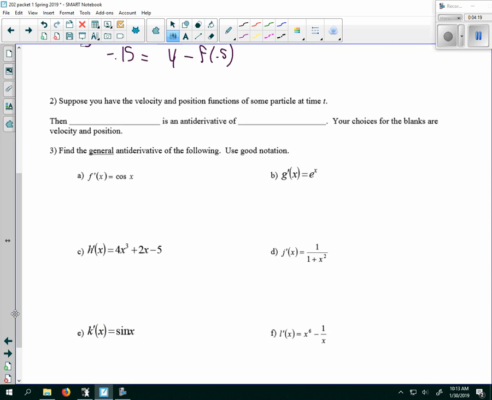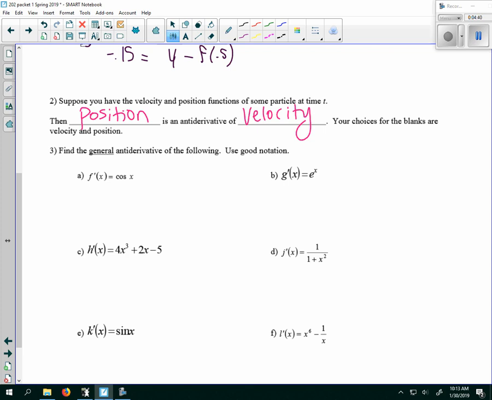Okay, so suppose you have velocity and position functions for some particle at time t. Then what is an antiderivative of what? So position is an antiderivative of velocity, because velocity is the derivative of position.